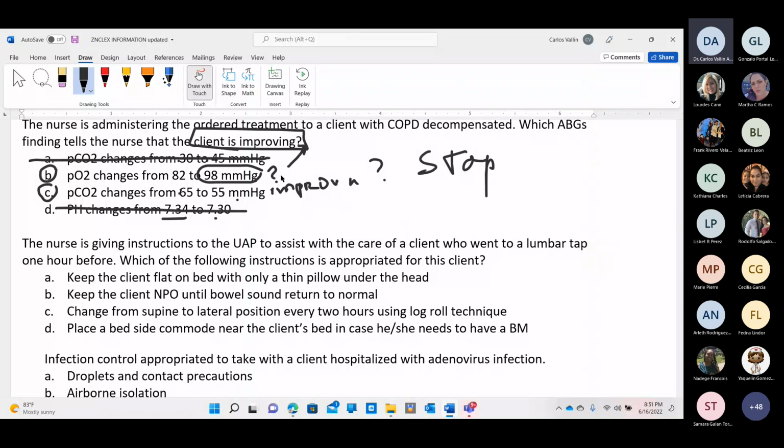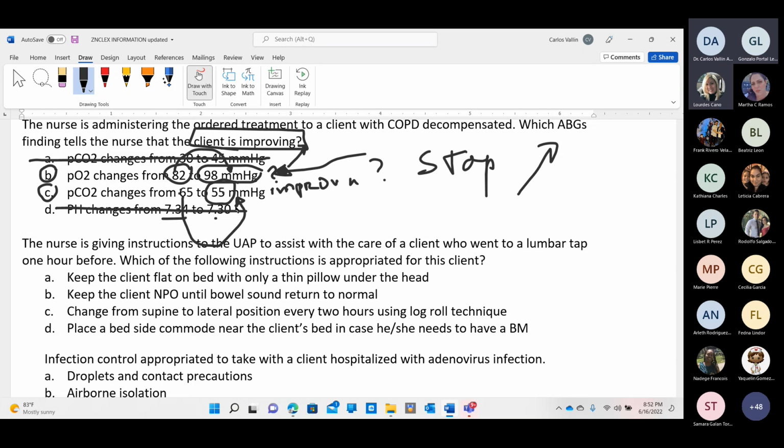So when you give oxygen, for A, B, or C intervention, and the oxygen in the blood goes so high, like 98 millimeters of mercury, the patient will deteriorate instead of improving. The patient was okay with 82. When it moves to 98, the patient is going to get worse. So correct, the patient is improving in C. I know that 55 is not perfect, but it is moving from 65 to 55. That is an improvement.